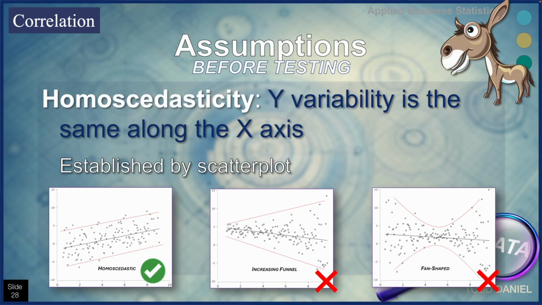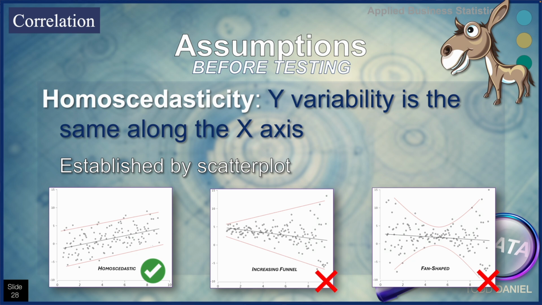Homoscedasticity. The Y variability is the same all along the X-axis. This is also established by looking at a scatter plot. So we look at the scatter plot. If there is homoscedasticity, if the variability is the same all the way along the X-axis, we'll see those dots sort of aligned on the axis. We can just draw two lines that represent the boundaries of those dots.